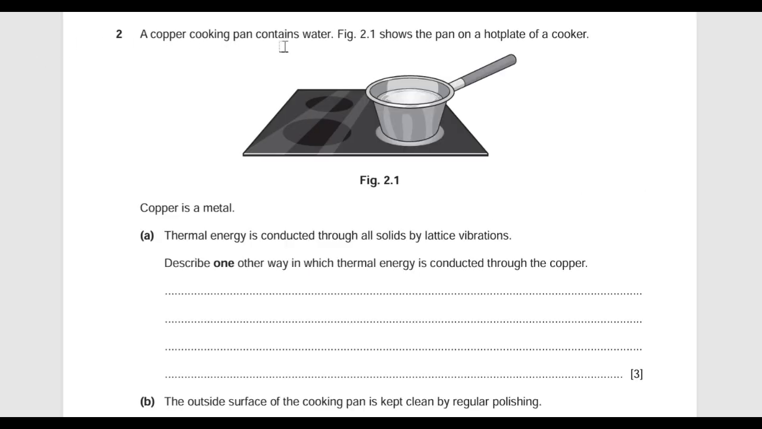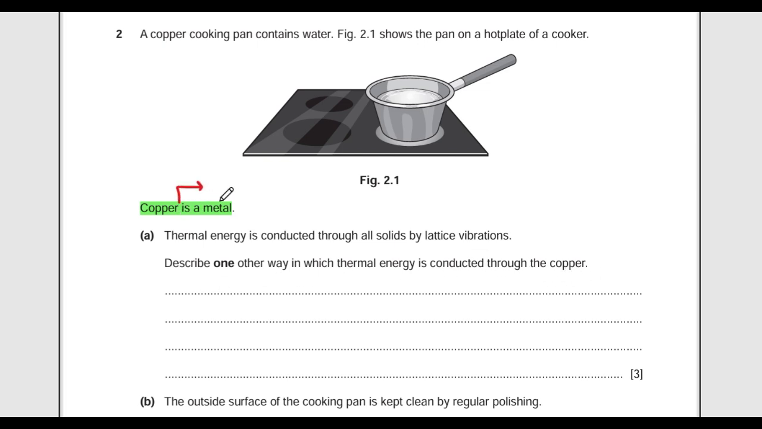The second question says a copper cooking pan contains water. Figure 2.1 shows a pan on a hot plate of a cooker. Copper is a metal. The thermal energy is conducted through all solids by lattice vibrations. Describe one other way in which thermal energy is conducted in copper.